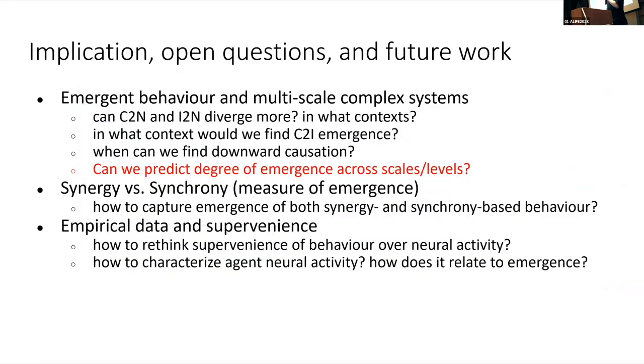So yeah, the last slide. There are many open questions we want to look at, but maybe we can summarize them into a simple question: can we predict the degree of emergence across levels and scales? From our study, it seems hard. We only have three levels, and we already show very different trends if we select different measures from different levels. And we don't know how it will be in a brain, most likely a complex system with multiple scales.